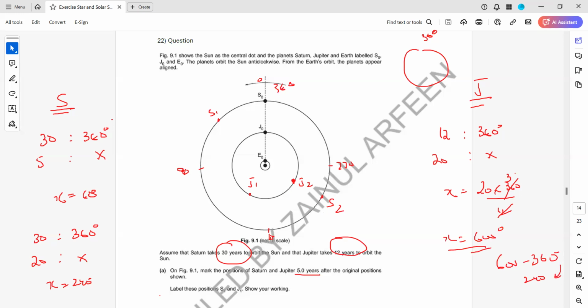Is it clear? Why do we subtract 360? Because one complete revolution means 360 degrees. So if we have an angle more than 360, it means it is repeating the motion. That's why we subtracted 360. So it completed one revolution, started the second revolution and covered about 240 degrees of the second revolution as well. Is it clear, this one? Yes, sir.